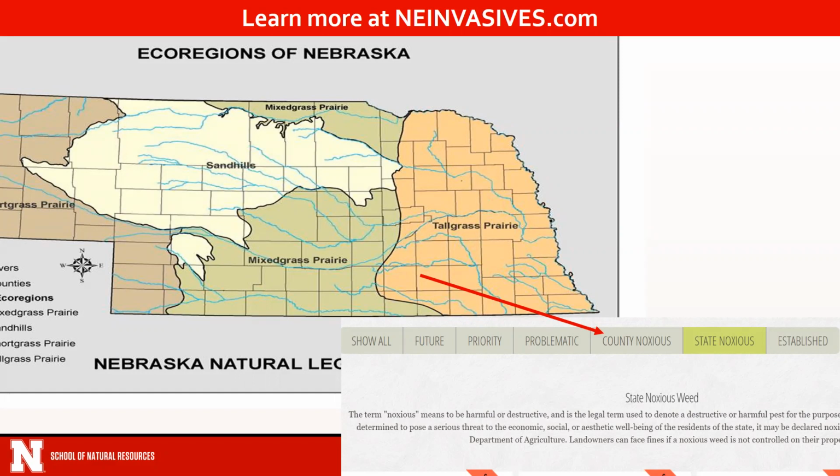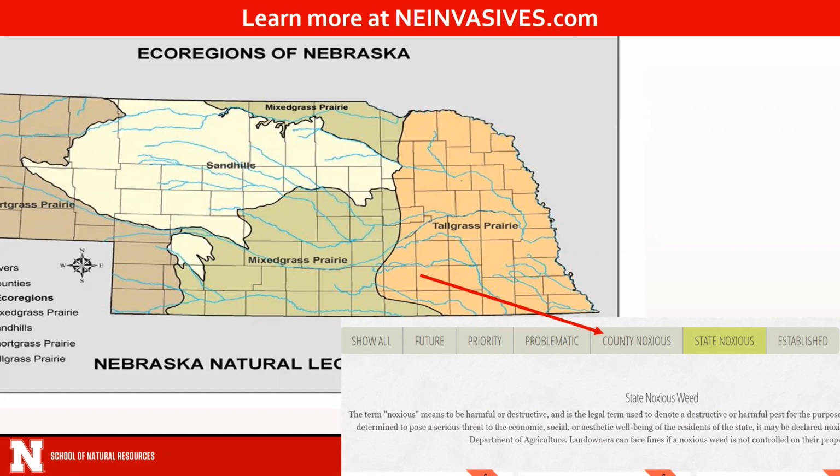And then we'll talk about our priority, future, and established plants. Finally, what we have on here are problematic plants. So these are plants that technically could be native in parts of Nebraska and cause some people problems. And another thing we probably have on there as well is perhaps some information on ornamental plants. That's something we're going to be putting some more information up on.